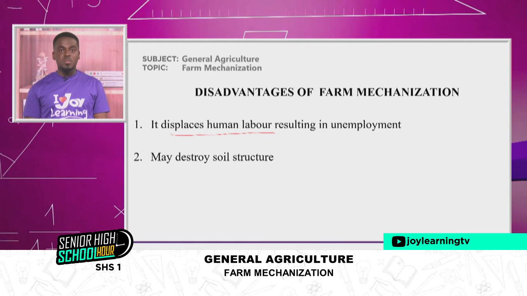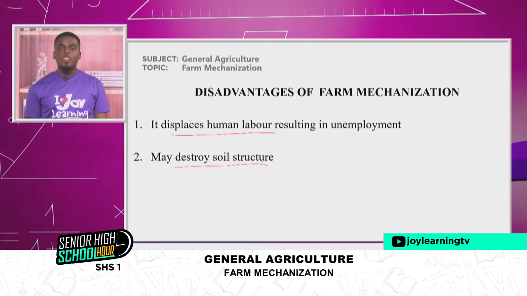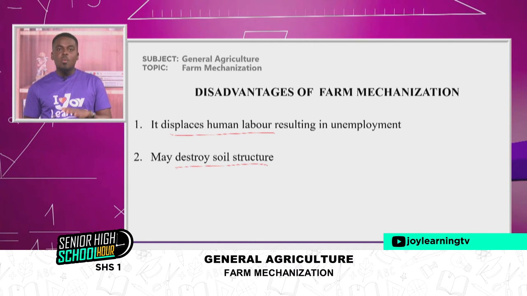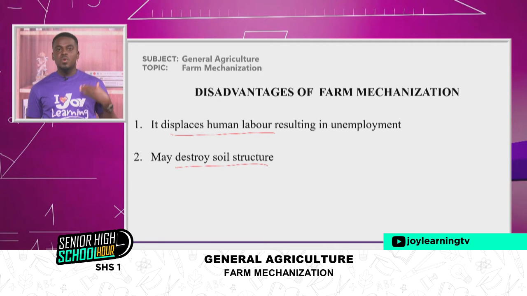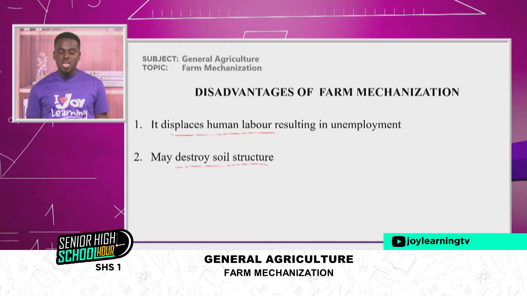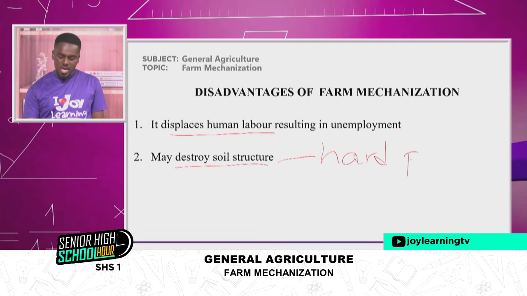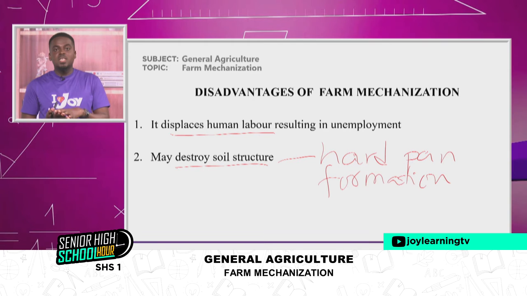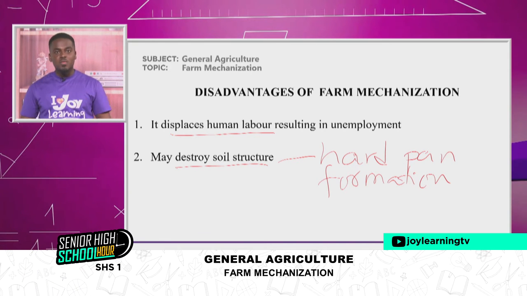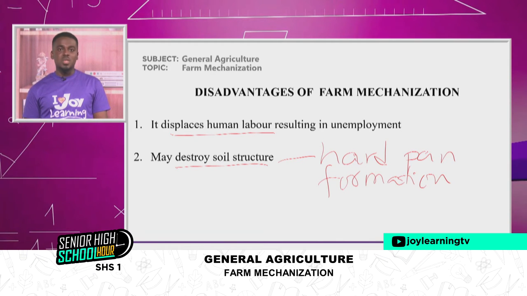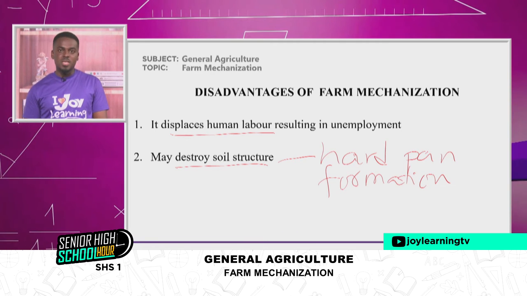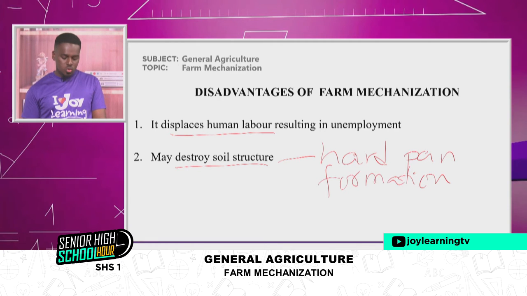Another challenge with farm mechanization is it may destroy the structure of the soil. Because the machineries are heavy duty machines, they compact the soil. When you continue to use them as they move over the field, because of their weight, it can lead to what is called hard pan formation. This simply refers to the compaction of soil, which will reduce the aeration of the soil. And you know that oxygen in the soil is very important for proper growth and development of crops. So if the soil becomes too compacted, so that the aeration of the soil reduces, that will affect the overall growth of the plant. So one of the challenges is it may destroy soil structure.